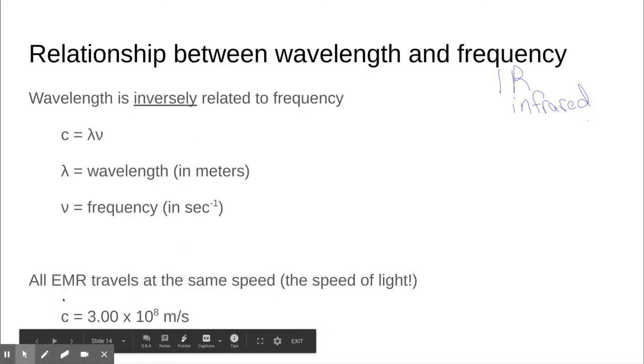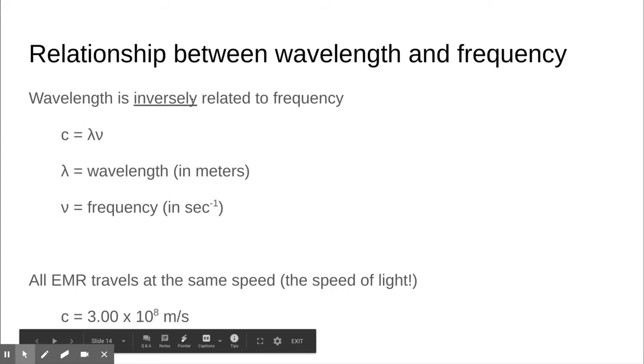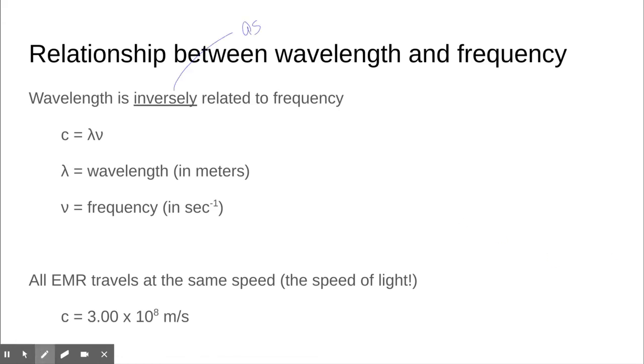All right, to summarize, here are some of the relationships that we want you to know. Wavelength is inversely related to frequency. Now, inversely is not a term we've talked about before in this class. Inversely means as one increases, the other decreases. We're going to see this whenever we're relating variables. One will have an impact on the other, but in this case, the impact is an inverse relationship.